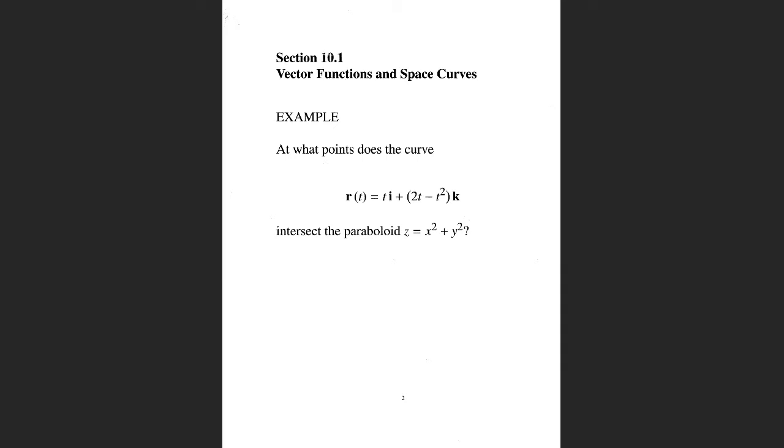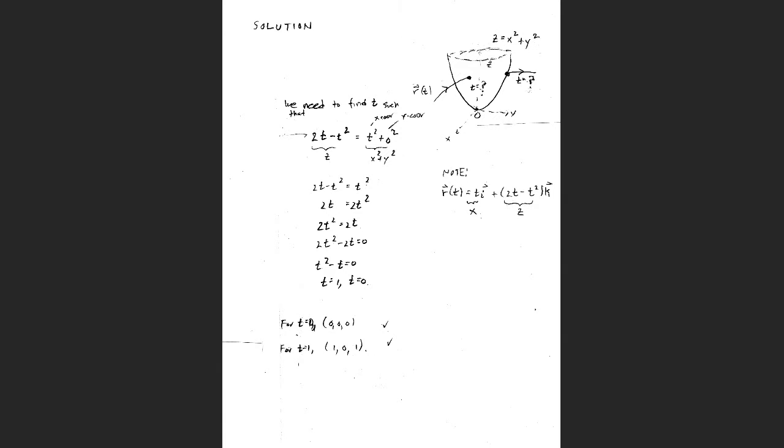Good, t. So if this space curve intersects the paraboloid, and it does it in 2 points, it's going to have to do it for 2 different values of t. So, all right, let's keep that in mind. What we want to do then is we need to find t.